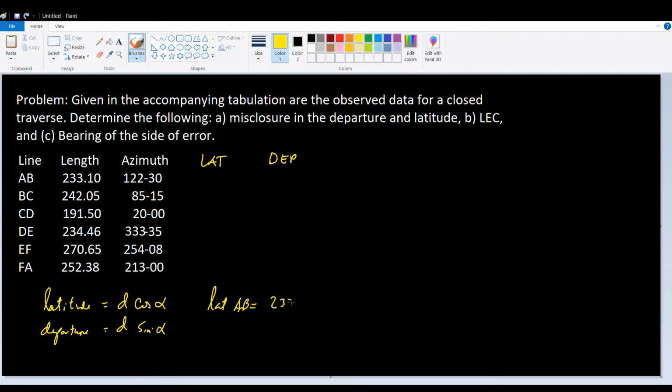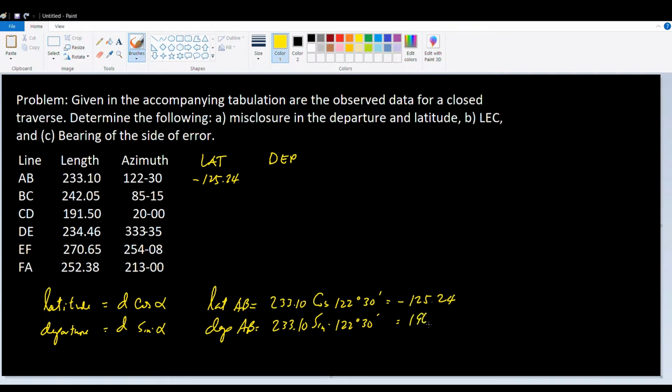The length is 233.10 times cosine of 122 degrees and 30 minutes, and that should give us negative 125.24. For the departure of line AB, we'll just use the sine function, no? Sine of 122.30, and that should give us positive 196.59. And we will do that for all the remaining traverse lines.